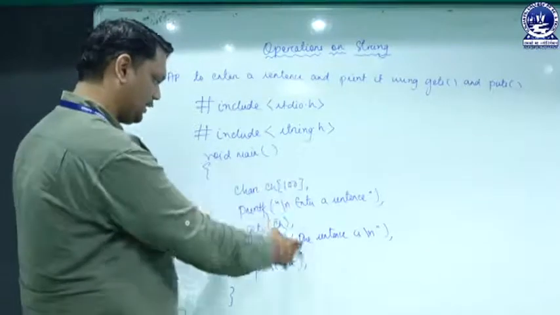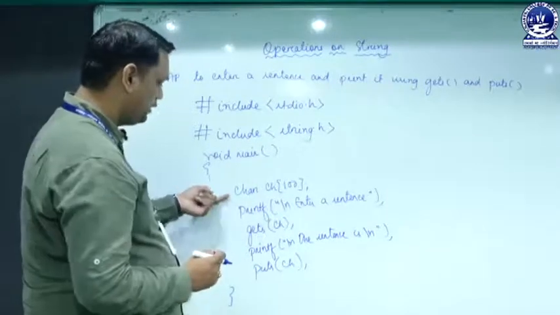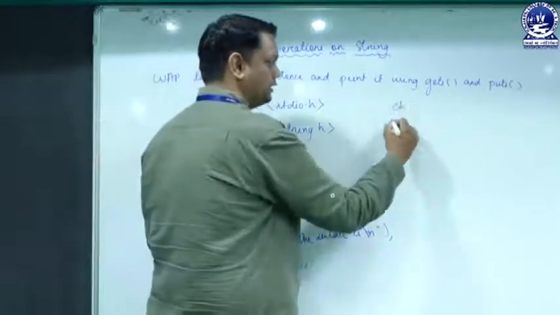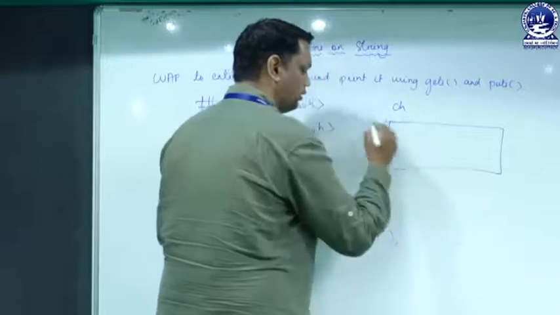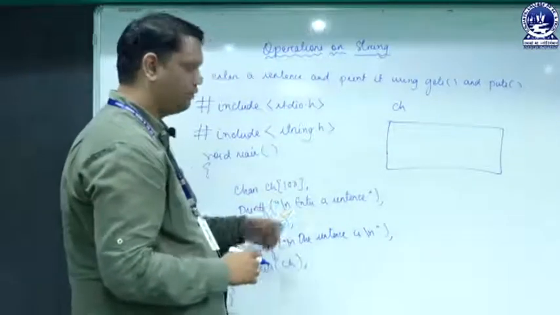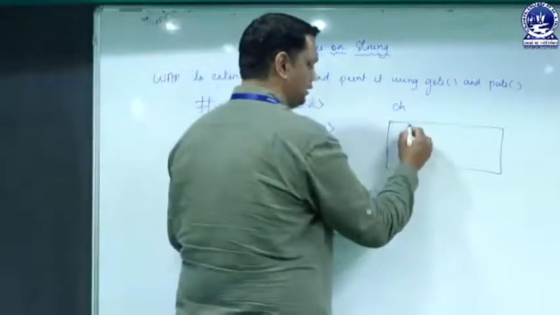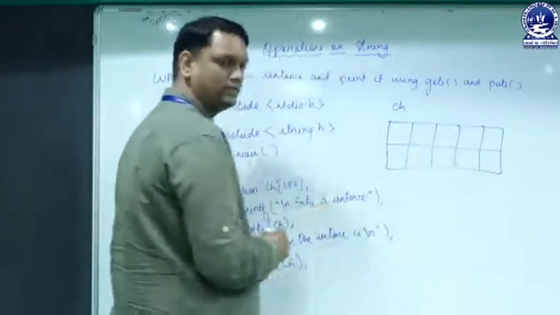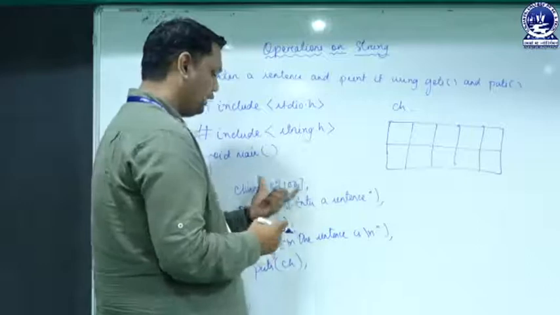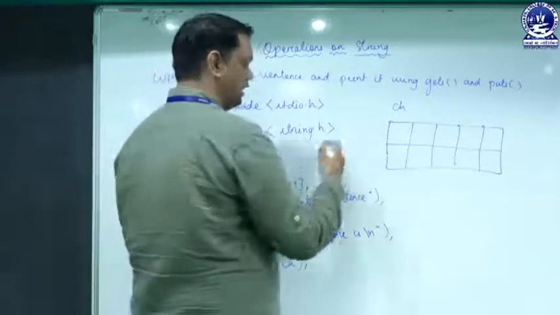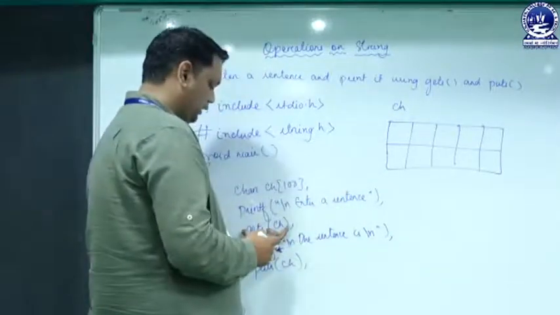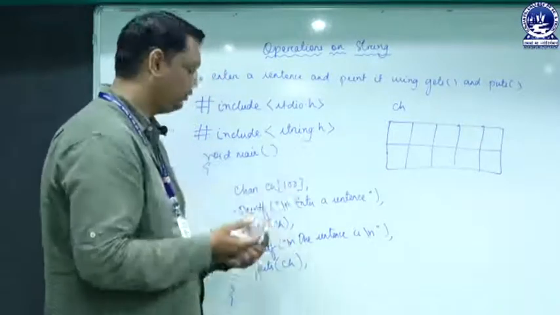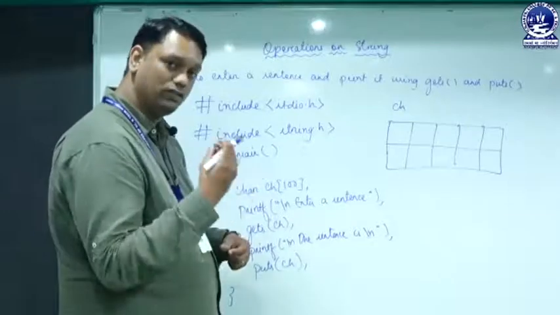So now let's take an example. I have written char ch of 100. That means there will be a ch variable with an array of 100. Let's say I have to enter a sentence. So I have used the gets function. The gets function is used to accept characters with blank spaces.